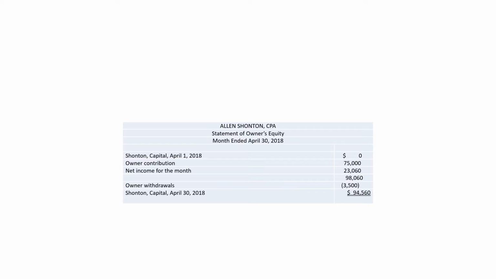The only other part of equity that has not been accounted for yet are withdrawals. We will then subtract the withdrawals amount. So with this, and finally, Shotton's capital balance at the end of the month would be $94,560.